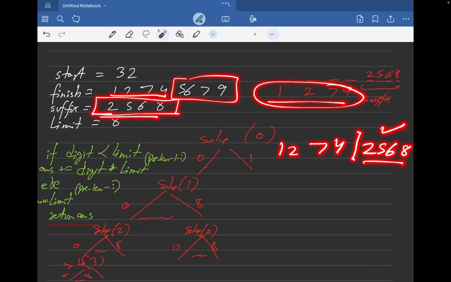To calculate that, I will just find out the last 4 digits, which is the suffix length. Suffix length is 4, so I will take 4 values from it, and I will just check if my finish is more, it means I can create the last powerful value.